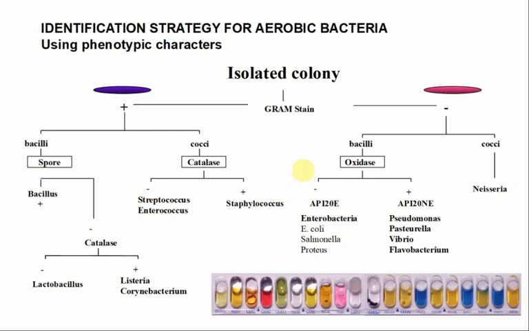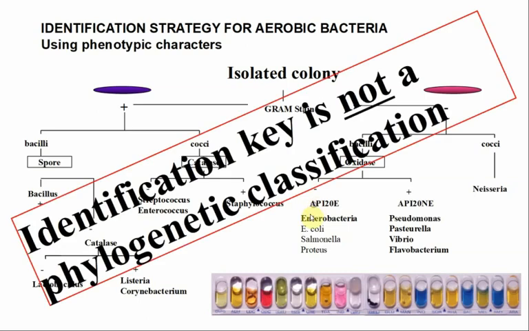The other thing I need to say about this is that you get a kind of tree structure coming out of this identification key, but don't forget, this is not a phylogenetic classification. It's just a guide for what tests you need to do in the lab to have an idea of what kind of bacteria are present. But it doesn't mean that, for example, Staphylococcus and Streptococcus are phylogenetically close together.